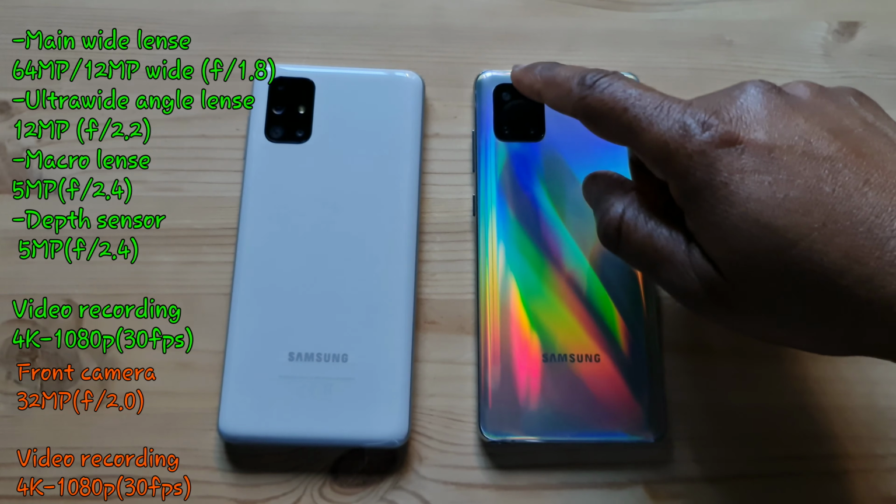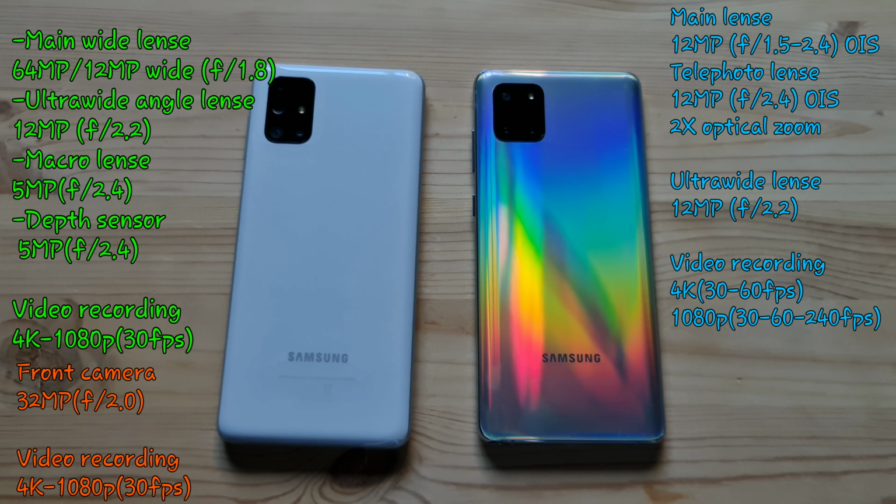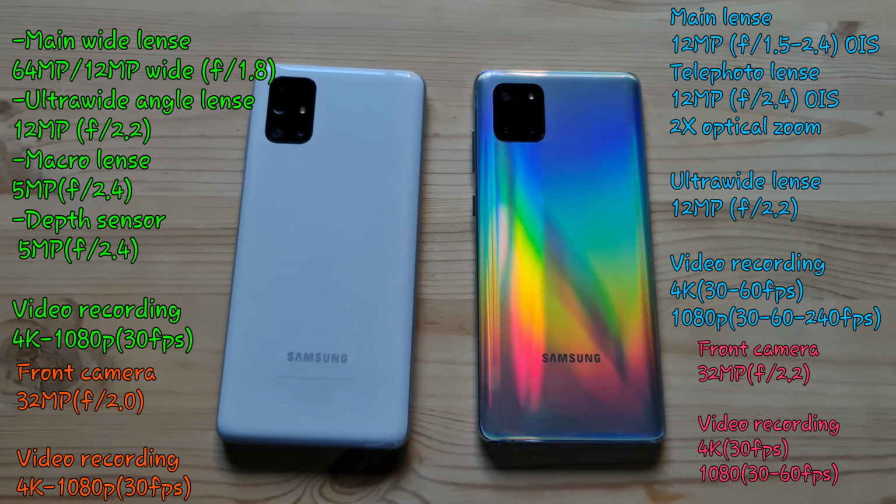The Note 10 Lite has 3 lenses at the back. A 12 megapixel main wide lens with optical image stabilization, a 12 megapixel 2x telephoto lens also with optical image stabilization, and a 12 megapixel ultra wide lens with no optical image stabilization. You can record video at 4K 30 and 60 frames per second and 1080p at 30, 60 and 240 frames per second. Now, the front-facing camera has also 32 megapixels, and you can record videos at 1080p 30 and 60 frames per second and 4K 30 frames per second.